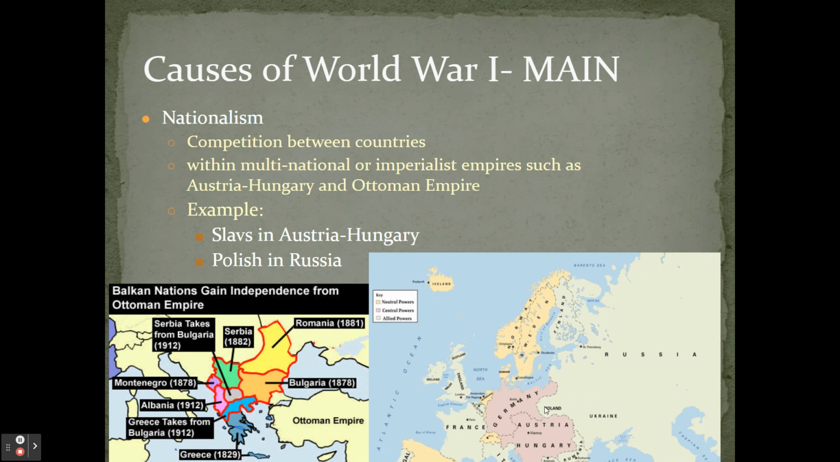Another example is Poland over here, which at this time was not a country. It was part of Russia, but they feel nationalism and they want to have their own country. So in these multi-ethnic empires, there are simmering tensions of nationalism. And this is going to come into play when we look at the map of Europe after the World War. It looks significantly different because a lot of these people are going to get their own country.